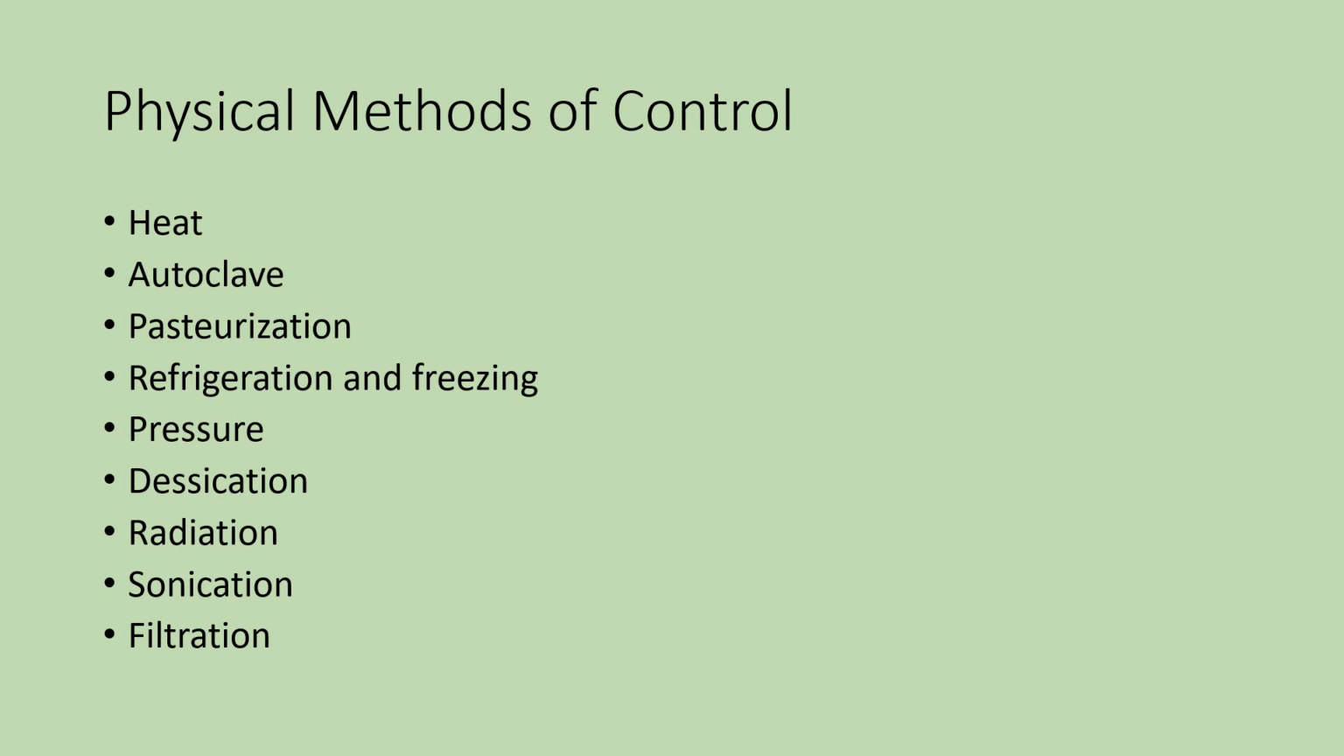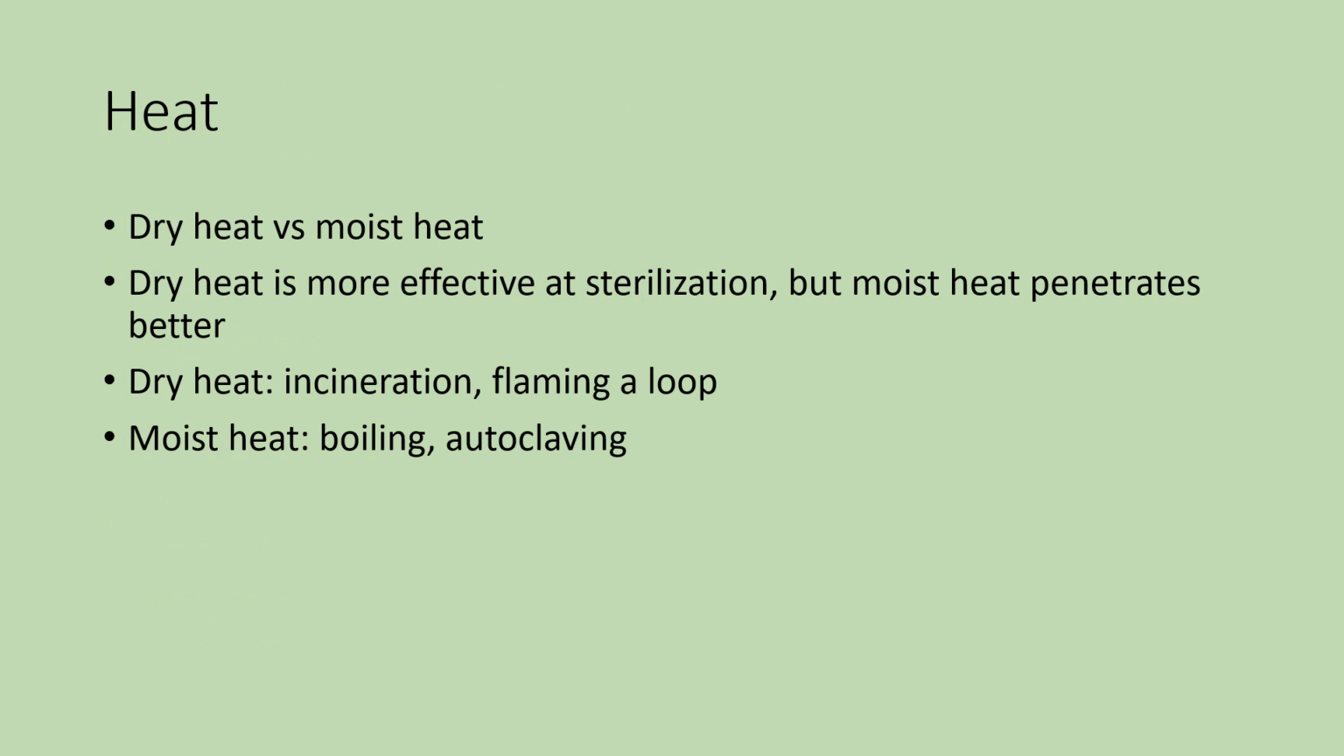So we look at both physical and chemical methods of control. In terms of physical methods, you're looking at things like heat, using an autoclave, pasteurization, freezing and refrigeration, pressure, desiccation, radiation, sonication, and filtration. So we're going to look at all of these. Heat: you have both dry heat and moist heat. Dry heat is much more effective at sterilization, but dry heat doesn't penetrate as well. Moist heat will penetrate better. So it depends on what you're working with.